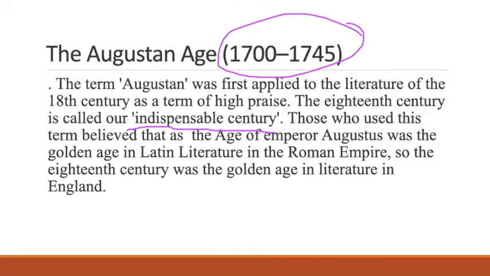Now, why did they call this the Augustan age? Because the writers writing during this period compared themselves with the age of Emperor Augustus, which was the golden age in Latin literature in the Roman Empire. It was the age of Ovid, Virgil, Horace, and it was the golden age of Emperor Augustus. So they wanted to equate themselves, to put themselves in parallel with the reign of Emperor Augustus, which was the golden period of Latin literature.